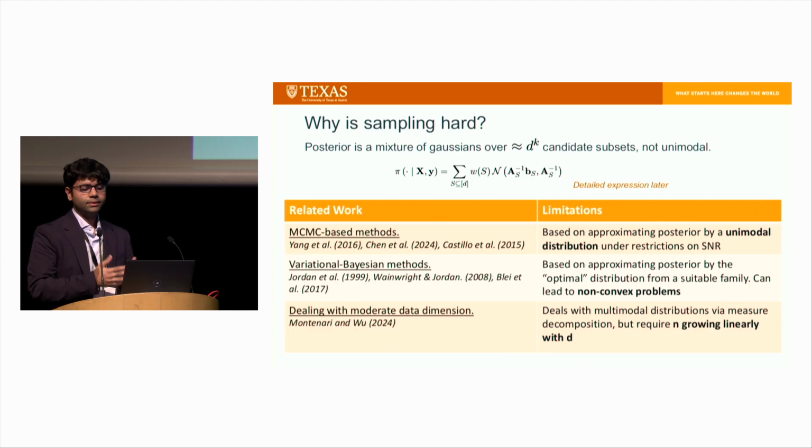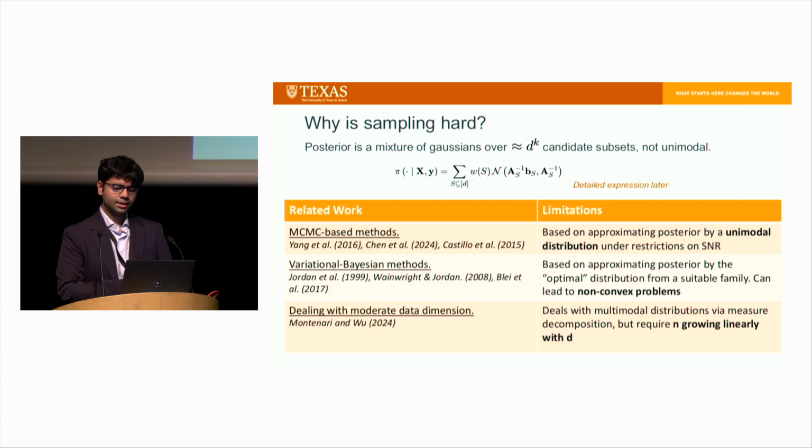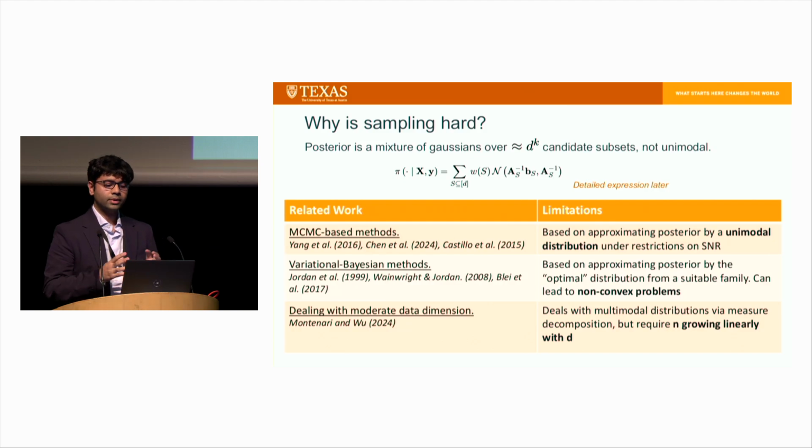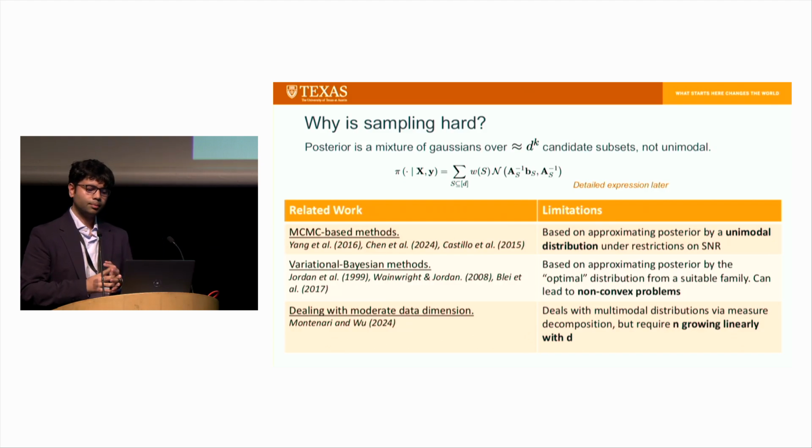Even so, this problem has been addressed in the literature quite extensively. Broadly, we found three different kinds of methods. The first are the MCMC-based methods, which try to approximate this complicated posterior by a unimodal distribution. However, to do that, they require certain assumptions on the signal strength being sufficiently large. The second are the variational Bayes methods, which also try to approximate this by a simpler posterior, but end up solving an optimization problem which can turn out to be non-convex.